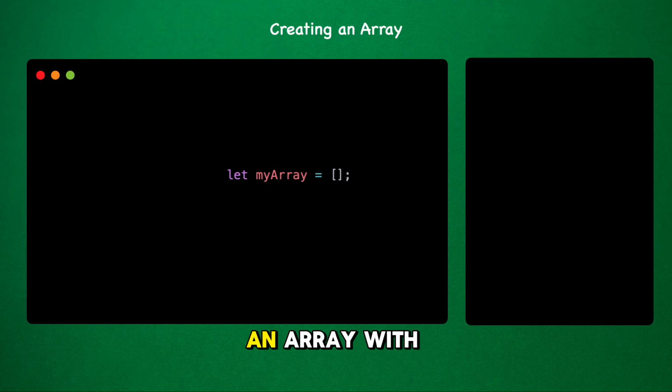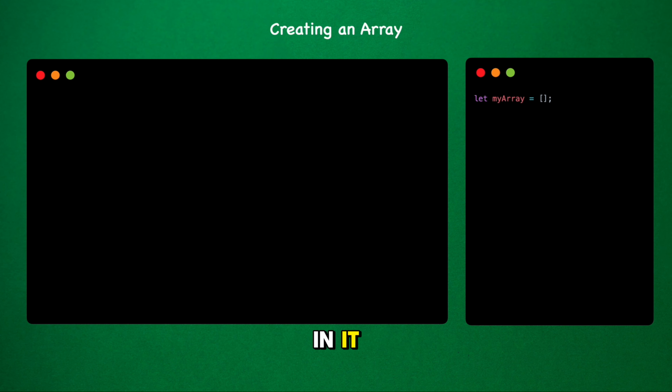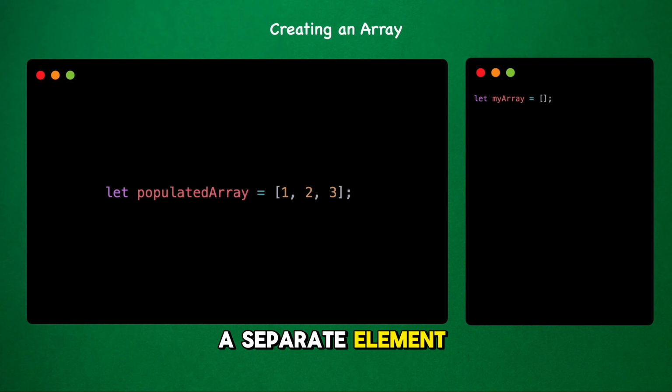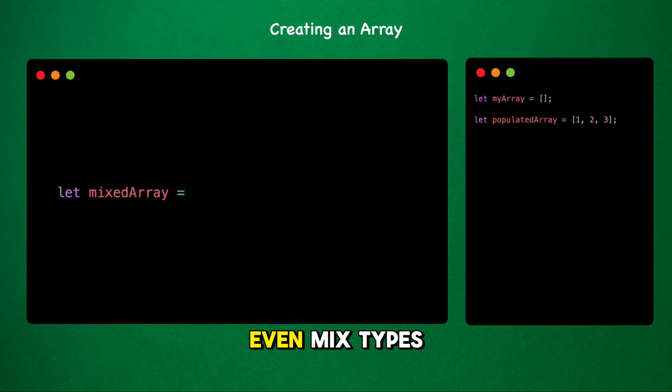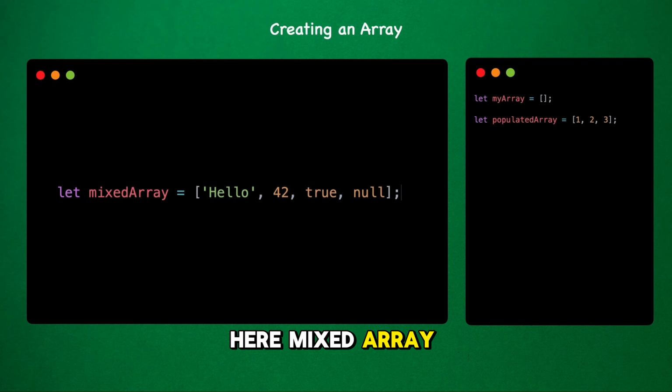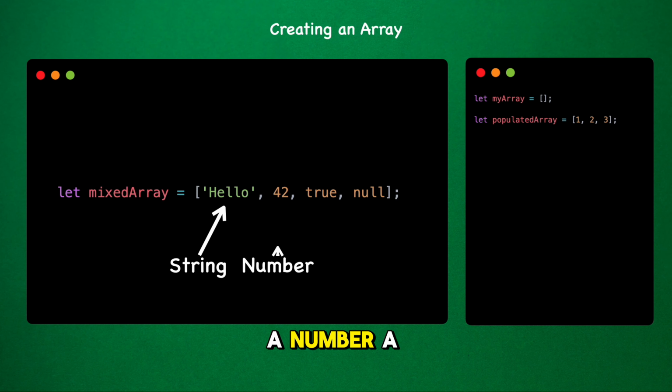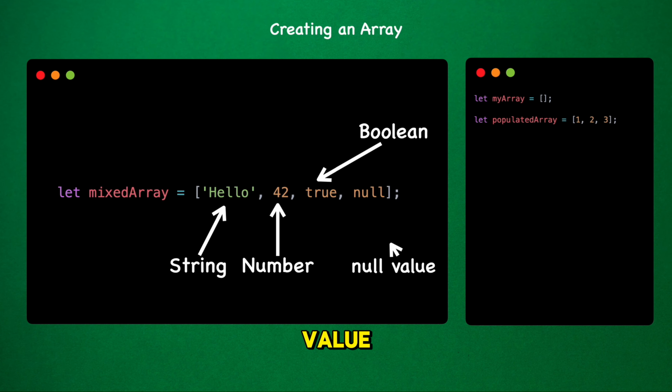Now let's create an array with some data already in it. In this example, populatedArray starts off with 3 numbers, 1, 2, and 3. Each number is a separate element in the array. You're not just limited to numbers though. Arrays can contain all sorts of values, and you can even mix types. Here, mixedArray contains a string, a number, a boolean, and a null value. JavaScript arrays are flexible enough to handle different data types all at once.